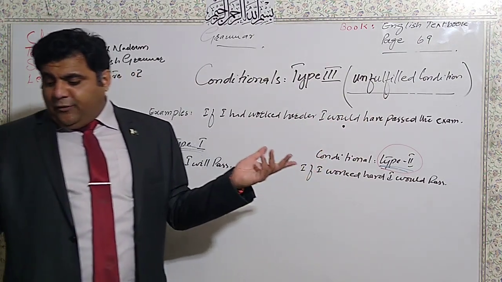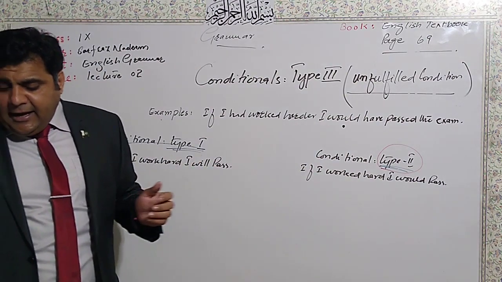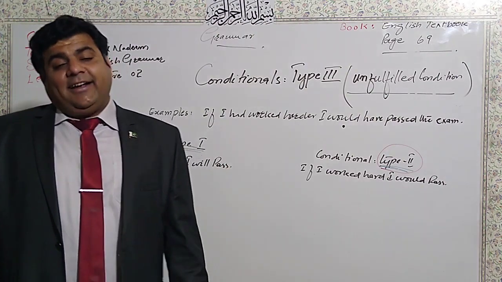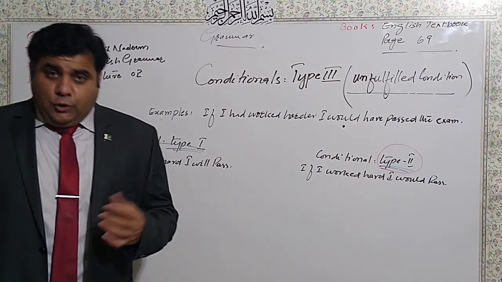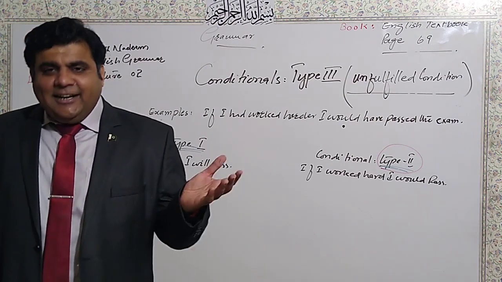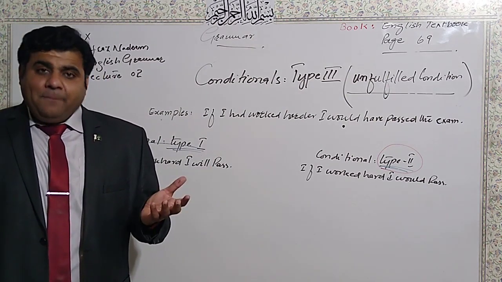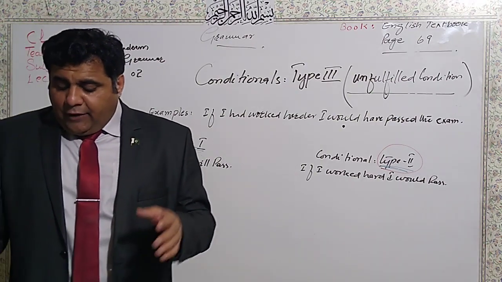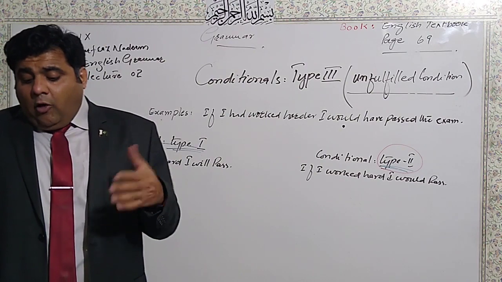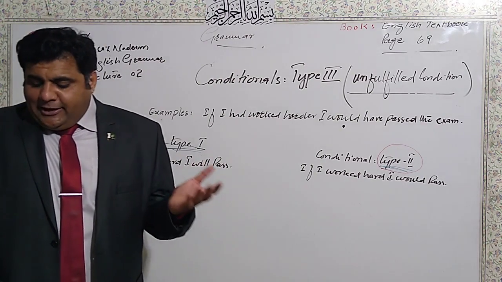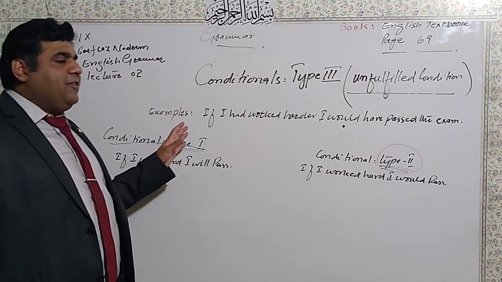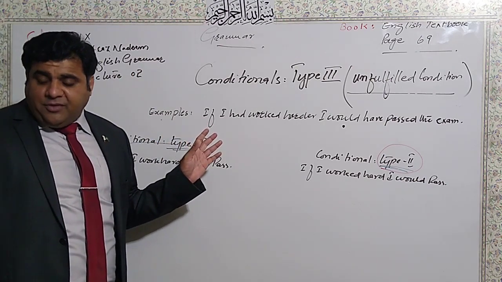More examples I can tell you. If I had known you were coming, I would have baked the cake. But I didn't know and I didn't bake a cake. Number 3, I would have been happy if you had called me on my birthday. But you didn't call me and I'm not happy. So these are the examples of conditional type 3, dear students.